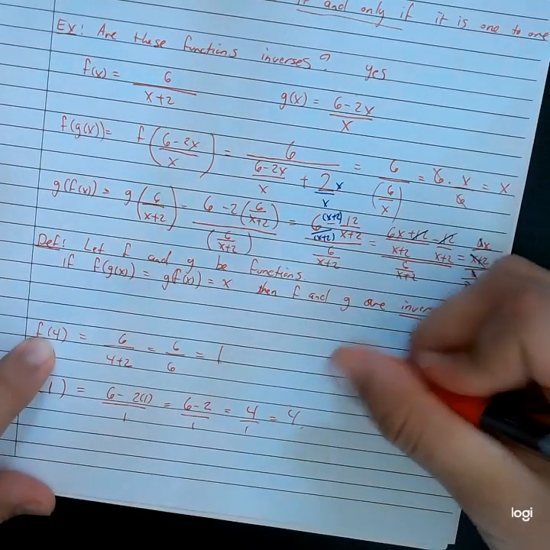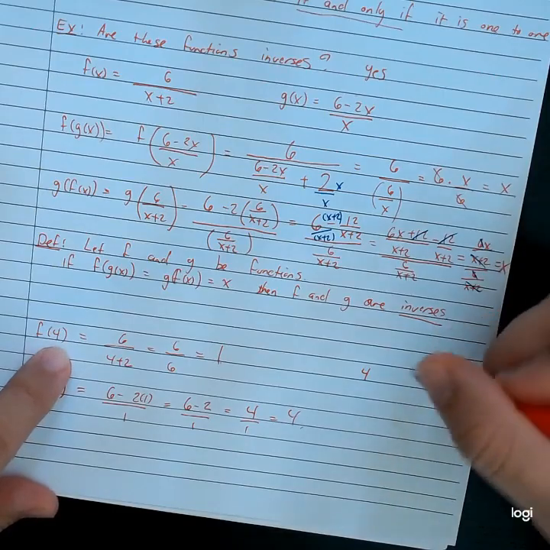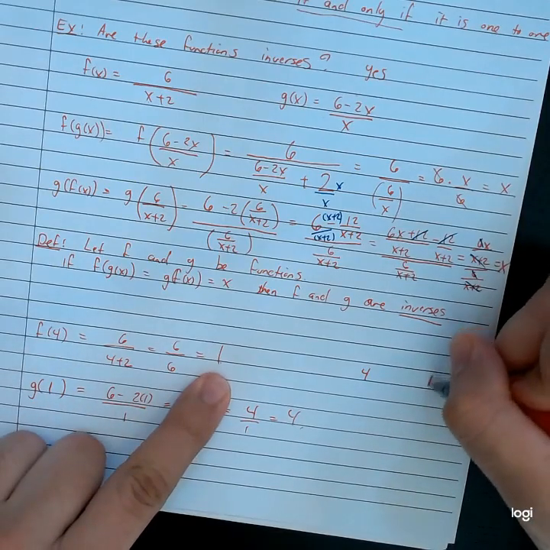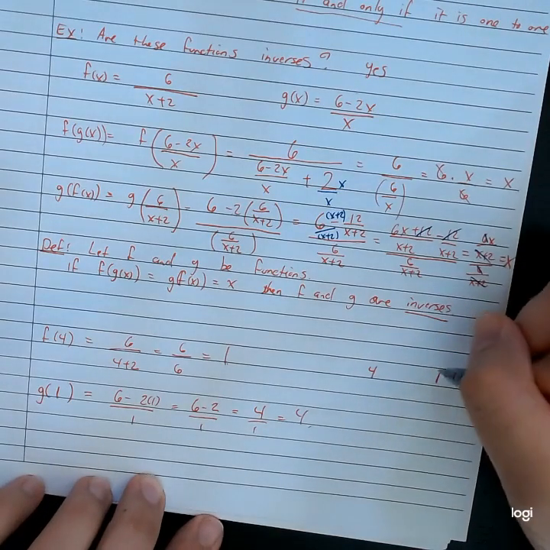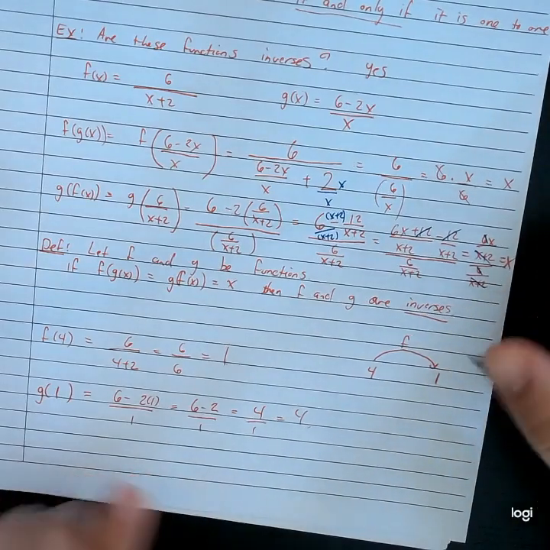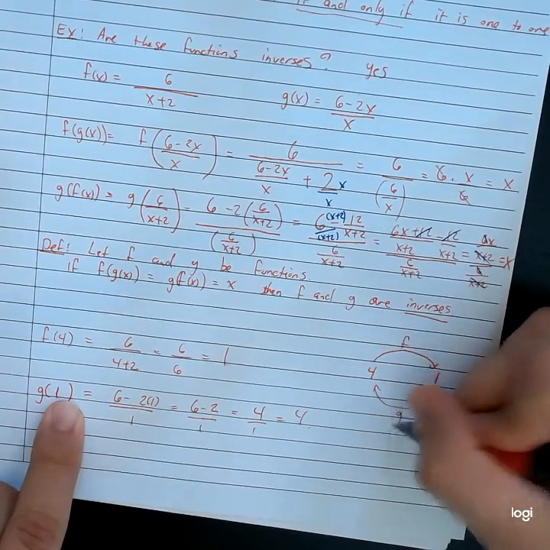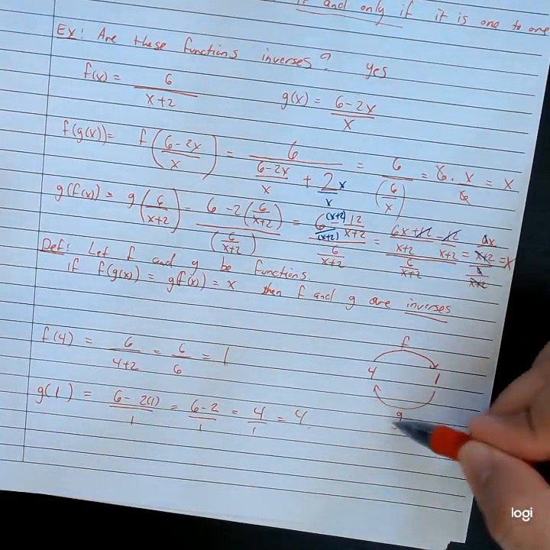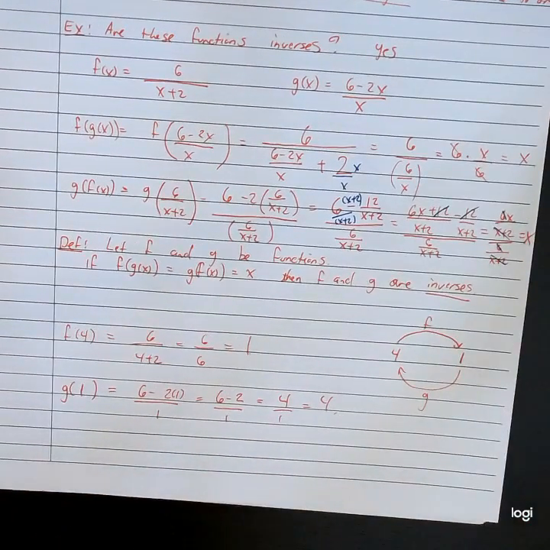So if I have the number 4 here in my domain of my original function f, that means that I get 1 in the range of f. So here, to go from 4 to 1, I would use the function f. But now to go from 1 back to 4, I would use the function g. One function undoes whatever the other one does. That's a really common way for people to think about an inverse. The inverse of a function is whatever undoes what the original function did.